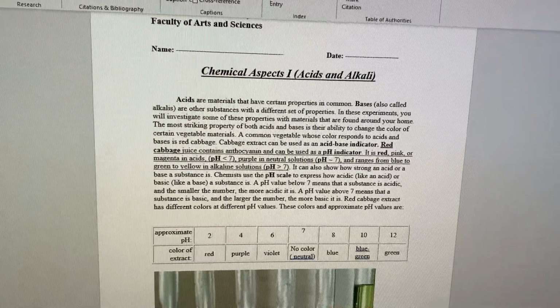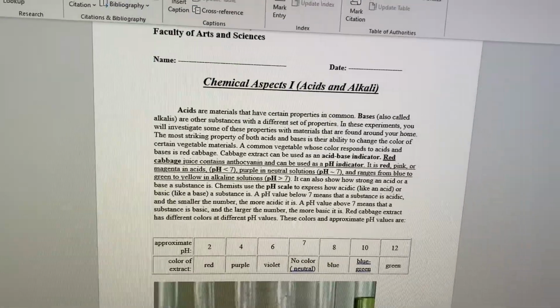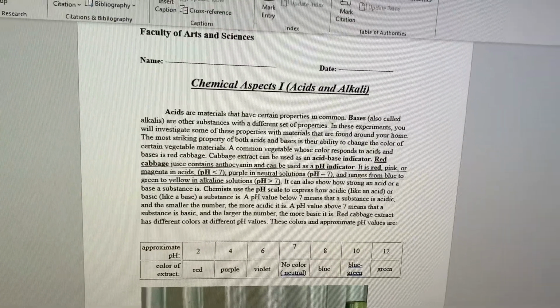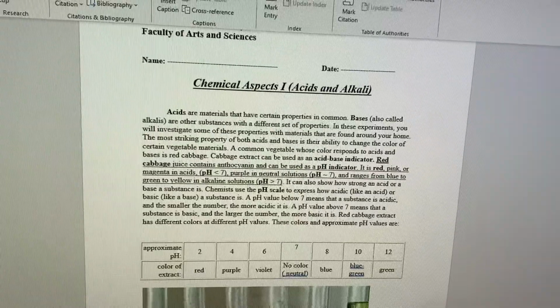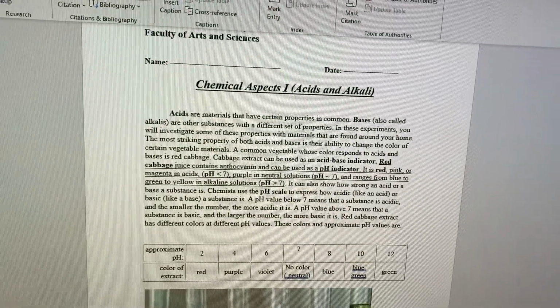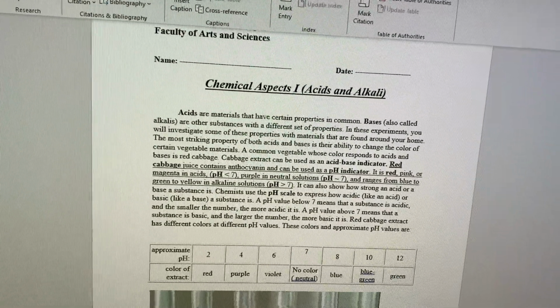Hello, this is our second experiment about chemical aspects. It's chapter 2 in your books. A very simple experiment in which we will study acids and alkali.